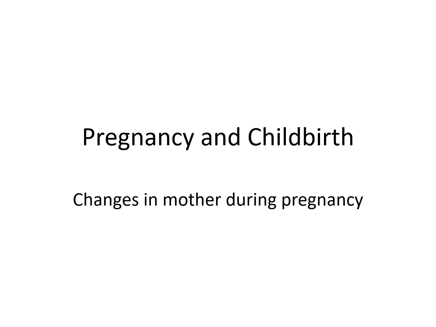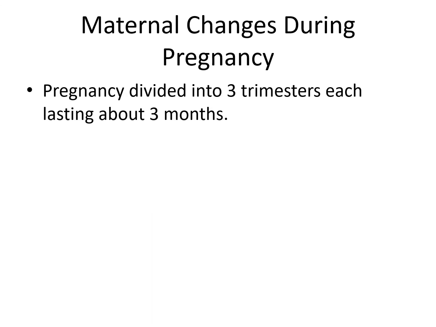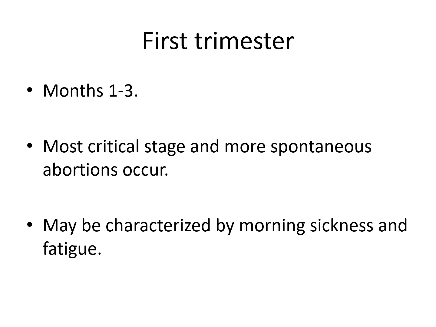During pregnancy and childbirth, numerous changes occur in the mother. The pregnancy is divided into 3 trimesters, each lasting about 3 months. The first trimester is about months 1 to 3, and it's very critical, as more spontaneous abortions occur. During this time, the mother may experience morning sickness and fatigue.